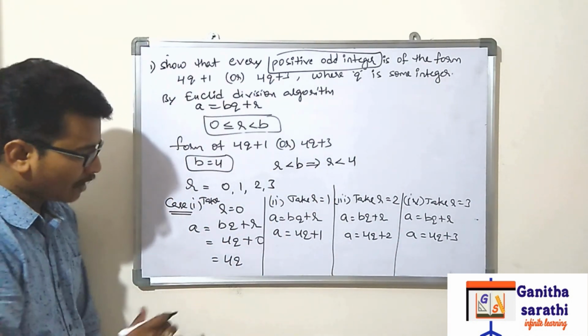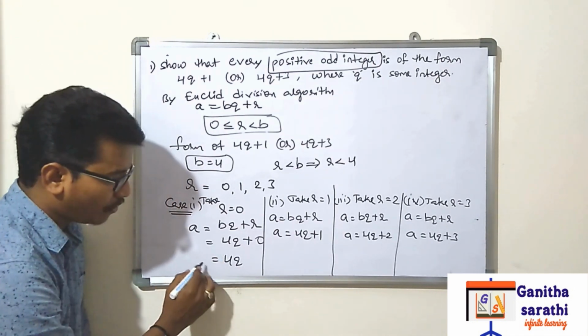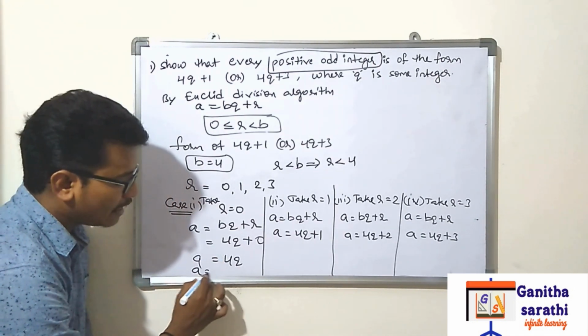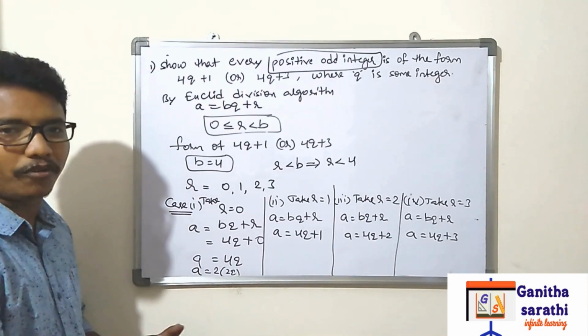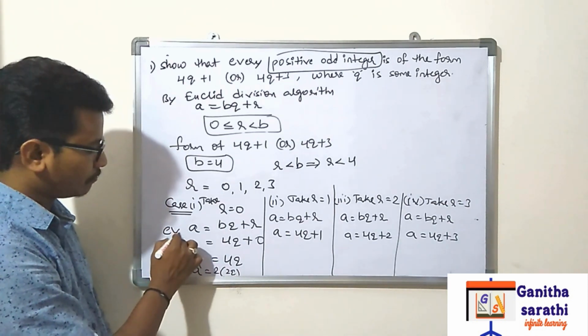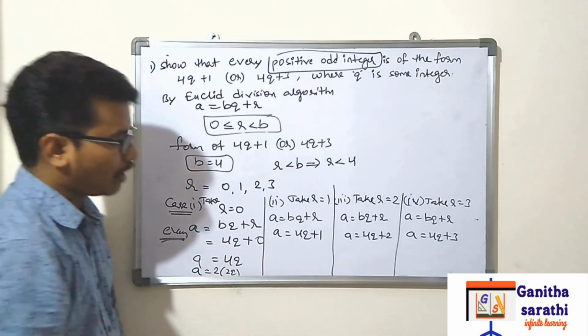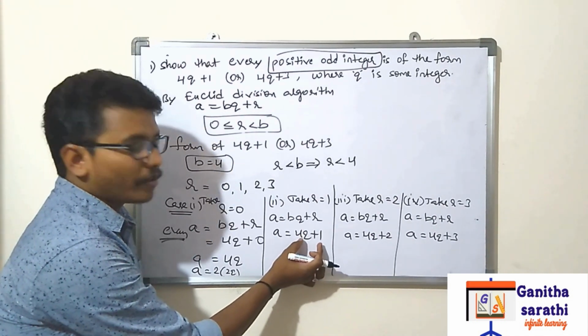Now see here, can we divide 4q by 2? Yes. If A is equal to 4q, we can write A is equal to 2 into 2q. A is equal to 2 into 2q means it is a multiple of 2, so it is an even number. Now see 4q plus 1, can we take 2 as a common factor from these two?